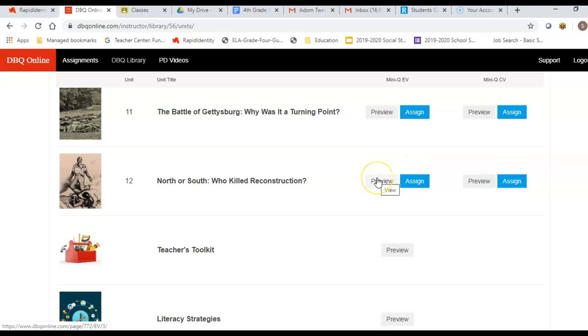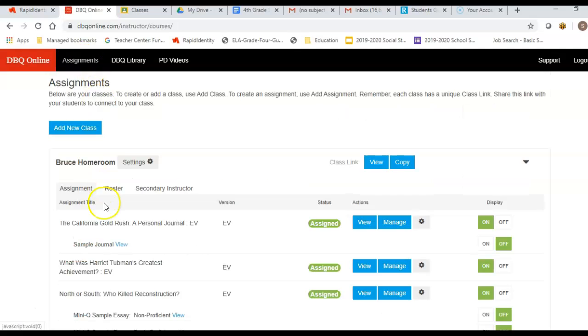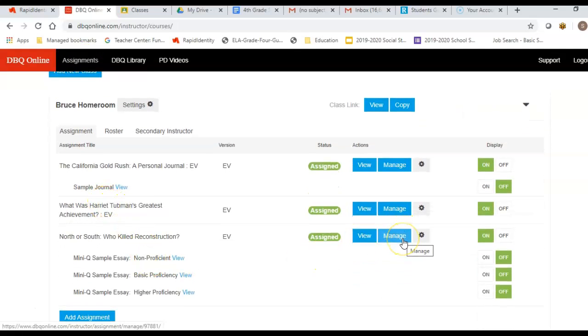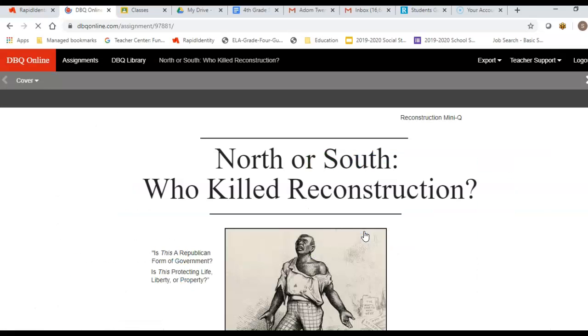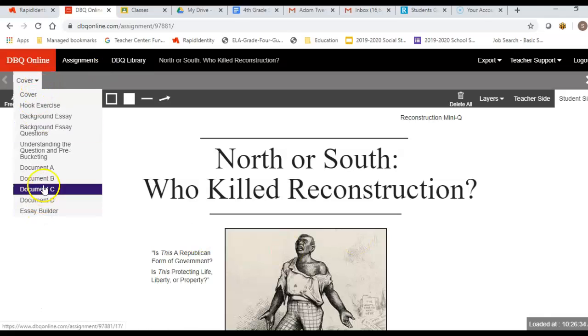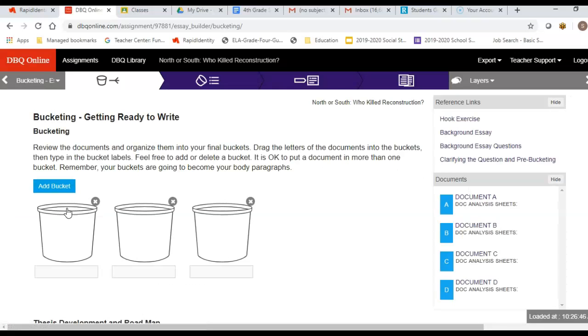So let's look at the essay builder and how we're supposed to be doing these buckets. All right, so you've done background essay questions, documents A, B, C, and D, and if you have not, you need to immediately go to Essay Builder. For today's assignment, you're going to start bucketing, and what that means is you're going to review the documents, which are documents A, B, C, and D, and organize them into your final buckets.